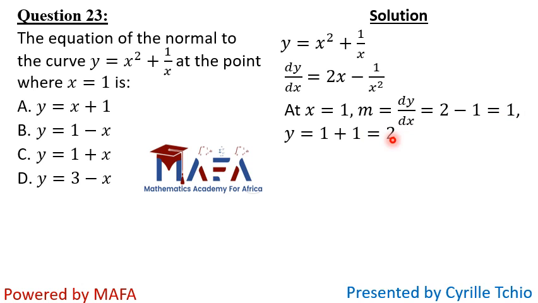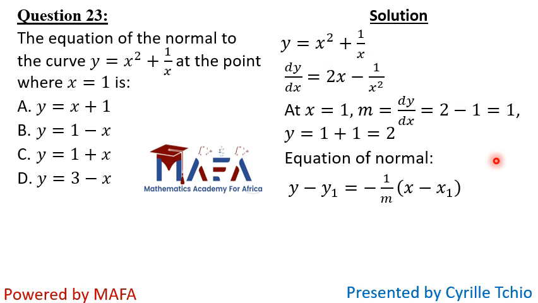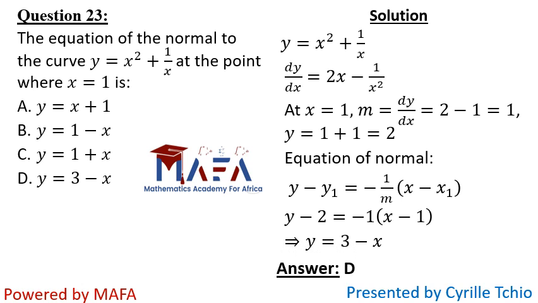So at x equals 1, m, that's the gradient, the derivative here is equal to, if you put 1, you are just going to have 2 minus 1, that is 1. And then y is equal to, if you put 1 here, 1 plus 1, which is 2. The equation of the normal is given by y minus y1 is equal to negative 1 over m into x minus x1, where y1 and x1 represent the respective values of y and x. So having y1 which is 2 and x1 which is 1, y minus 2 is equal to negative 1 into x minus 1. From here it's simple arithmetic, and then you come out with the equation of the normal. Answer D.